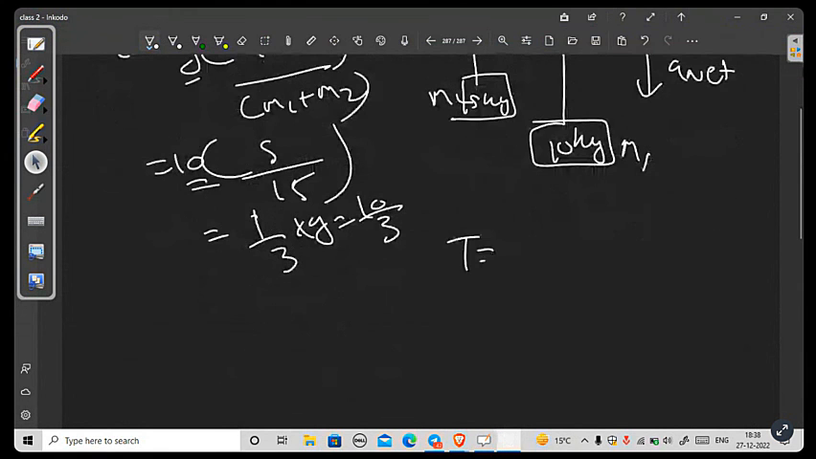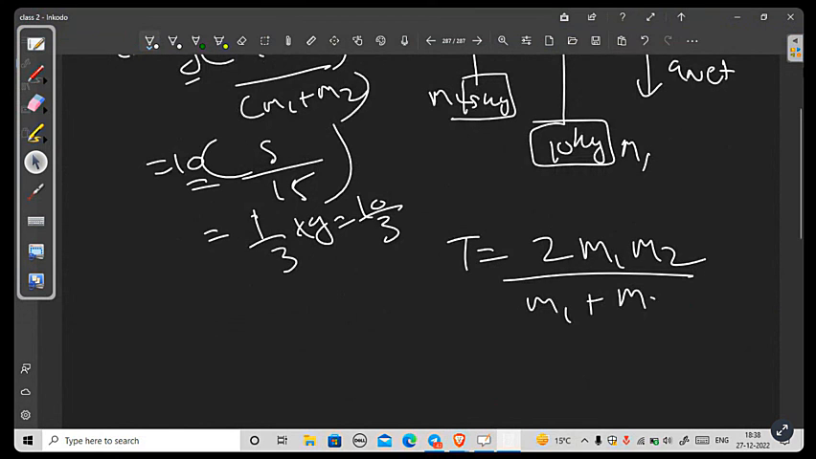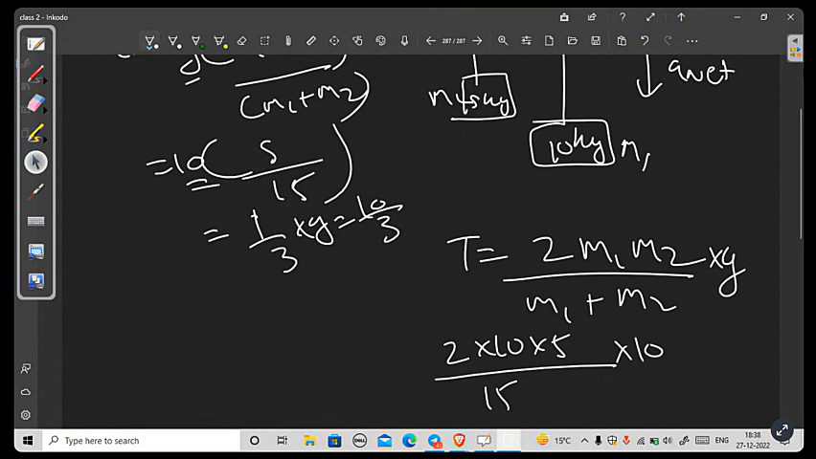How will tension be calculated? Similarly, 2 m1 m2 upon m1 plus m2 into g. 2 into 10 into 5 upon 15 into the value of g, let's say 10. So how much is this? This is 15 into 10, 100, and again 10,000 upon 15. Yes, 15 into 10 is 100. Yes, okay.